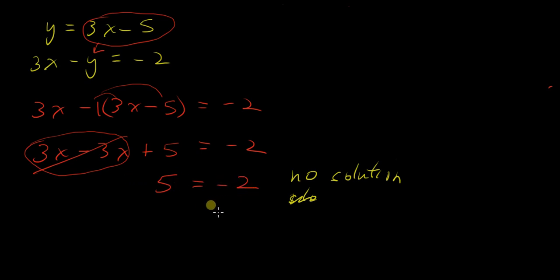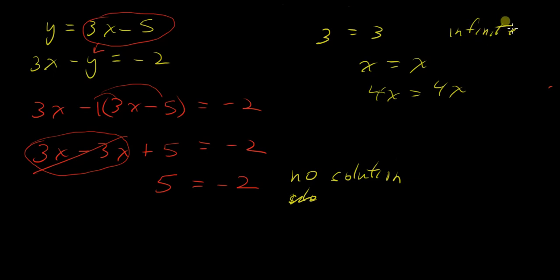Okay. So, remember, absurd statements give you no solution. If no matter what you do, you get a true statement like this, or this, or this, whatever, you keep getting true statements, that means infinite solutions. But if you get stupid statements like 5 equals negative 2, which is impossible, you know there is no solution.